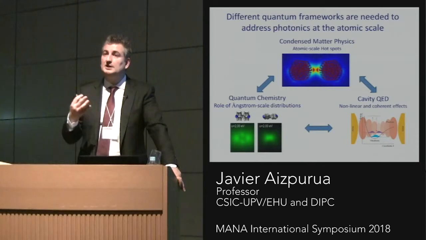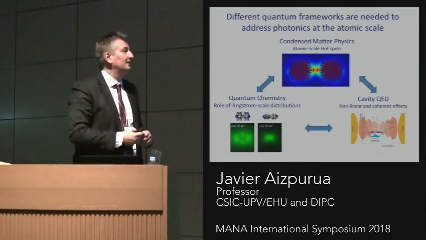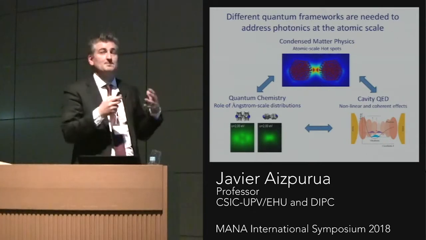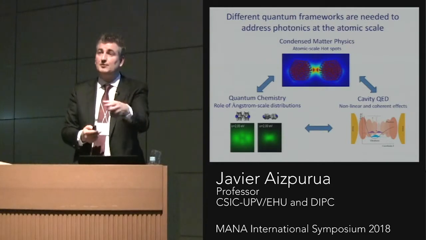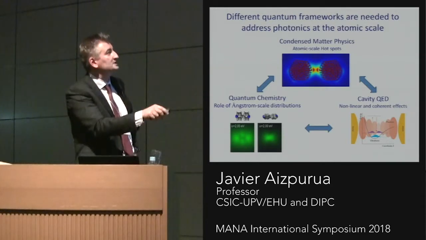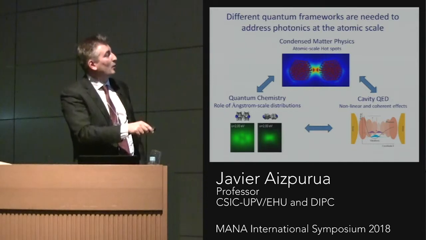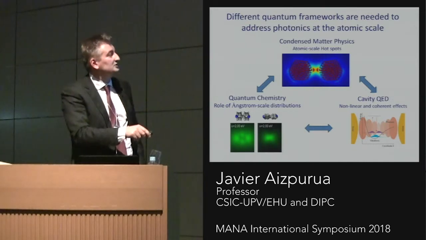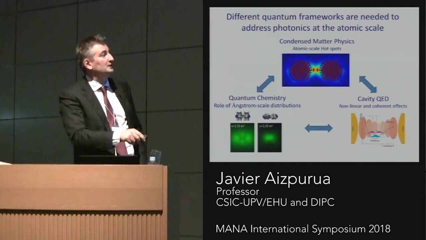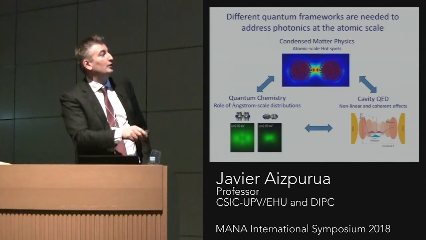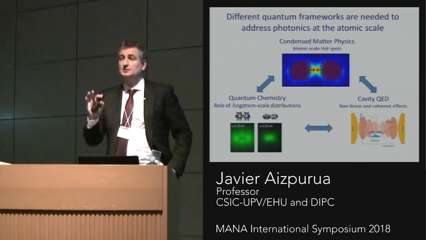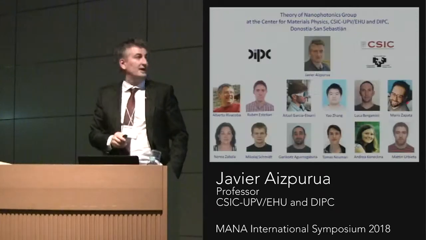Theoretically speaking, you need a powerful set of methodologies to address plasmonics in this extreme limit of atoms and molecules: condensed matter to address the excitations at the atomic scale, quantum chemistry to see the role of the angstrom-scale distribution in non-homogeneous fields, and then, to address nonlinear and coherent effects, cavity QED. So you need to do a few things, right?